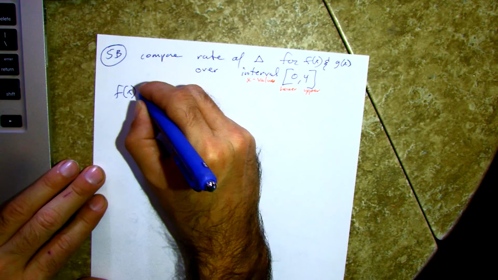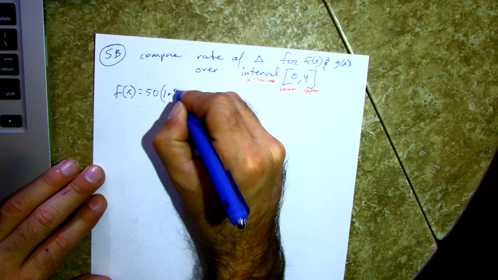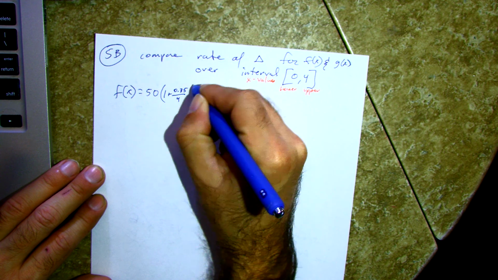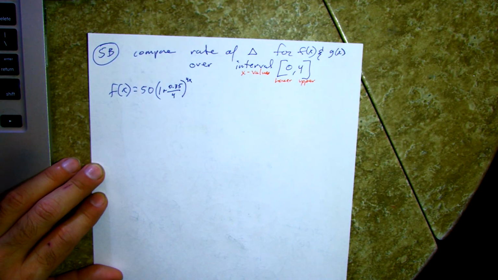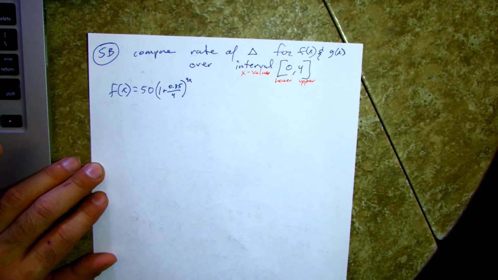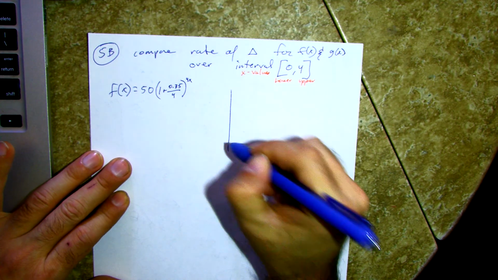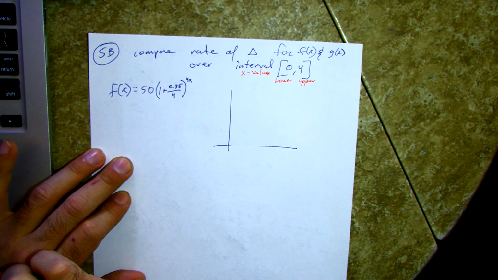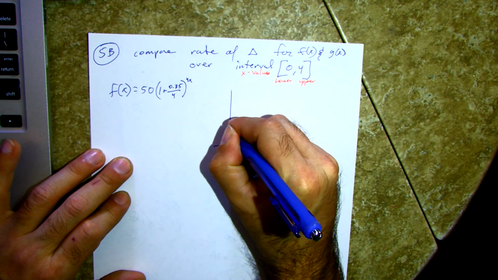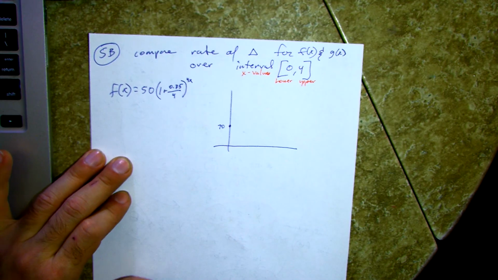F of x, we're told, is 1 plus 0.35 over 4 to the 4x. This is the hardest problem, guys. The graph they give us has one point on the y-axis at 70, the y-intercept.